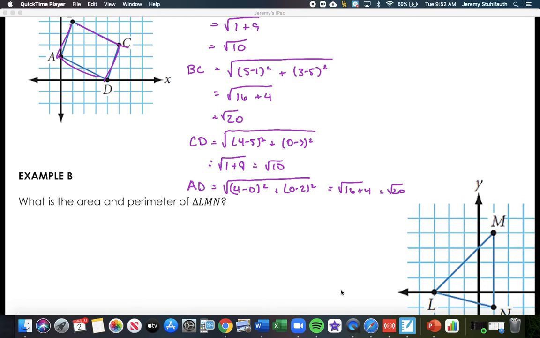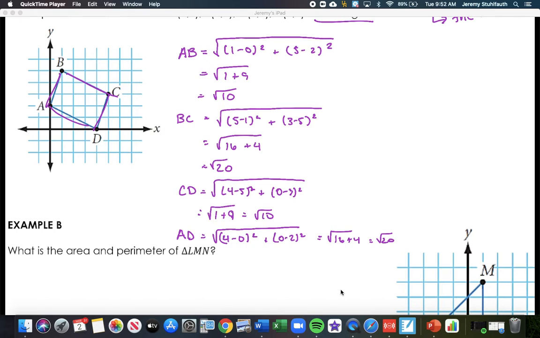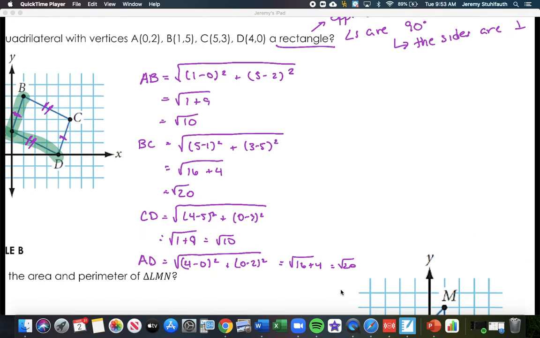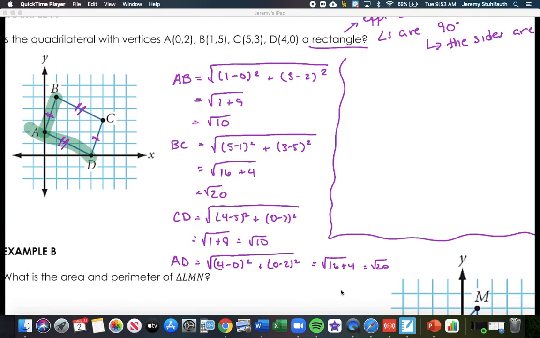So what we have is the opposite sides are congruent to each other. So we have BC is congruent to AD, and AB is congruent to CD. So what we need to check now is to see if AB is parallel or perpendicular to AD. And how do we check that? We have to find the slopes of these lines. So we're going to check if sides are perpendicular.